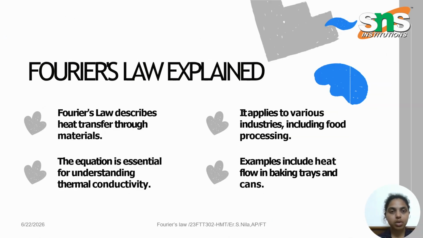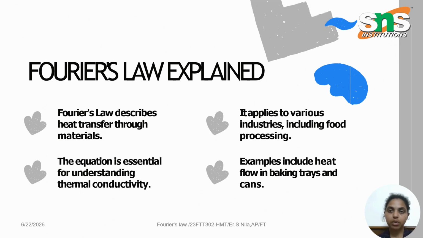First, let's comprehend the basic formulation. Fourier's law is expressed as q = -k ∇T, where ∇T is nothing but dT/dx, q is the heat flux, k is thermal conductivity, and dT/dx is the temperature gradient. In food industry terms, this helps us calculate how quickly heat penetrates dough in a baking tray or a liquid inside a can.